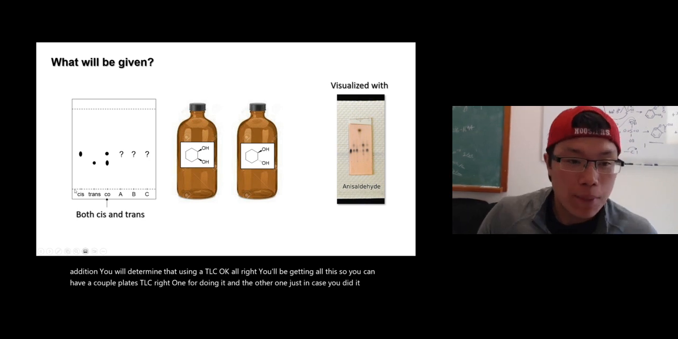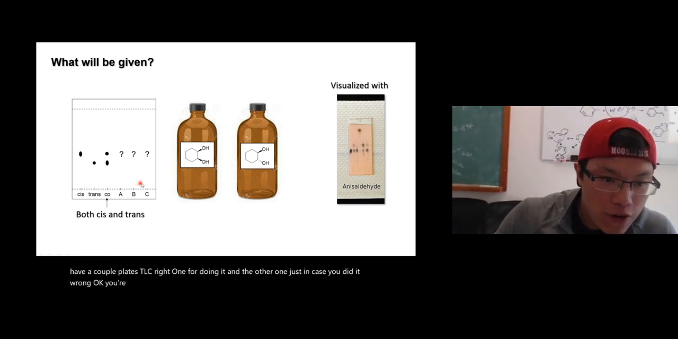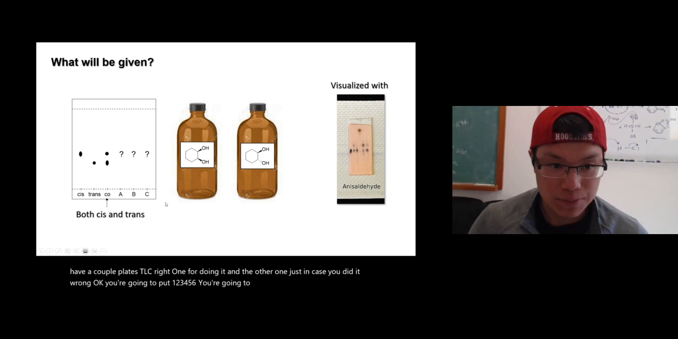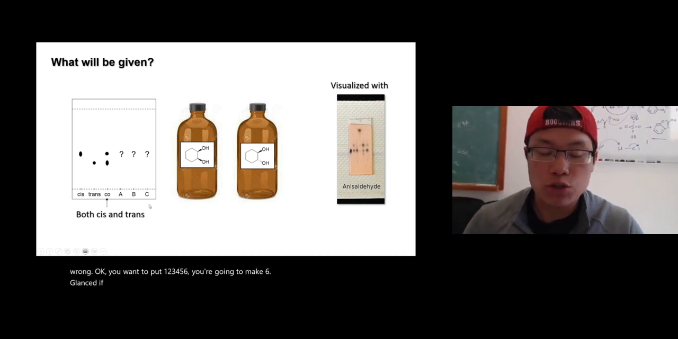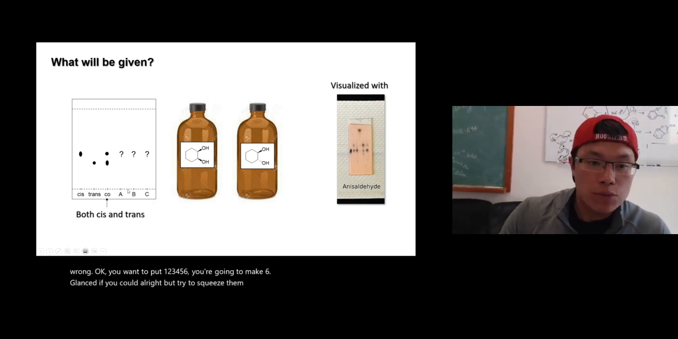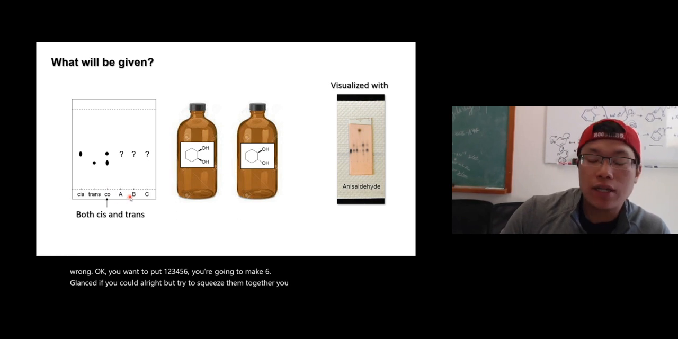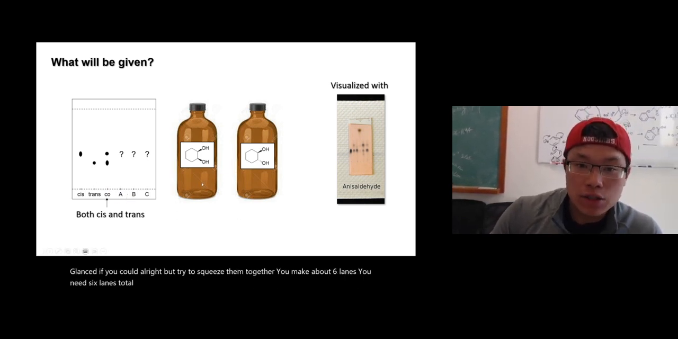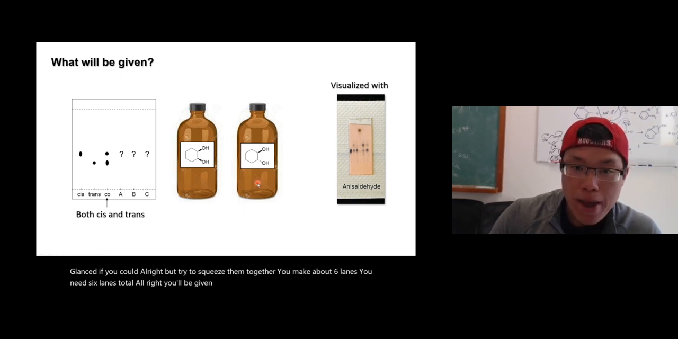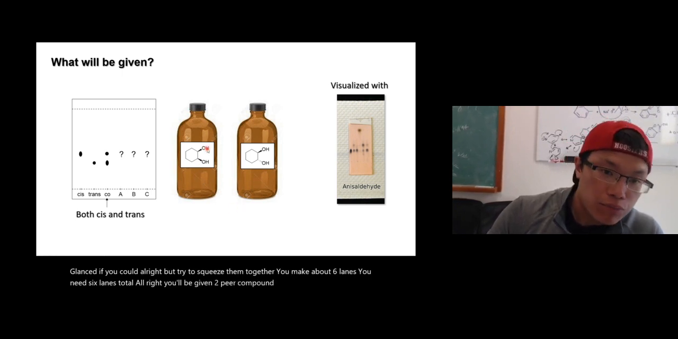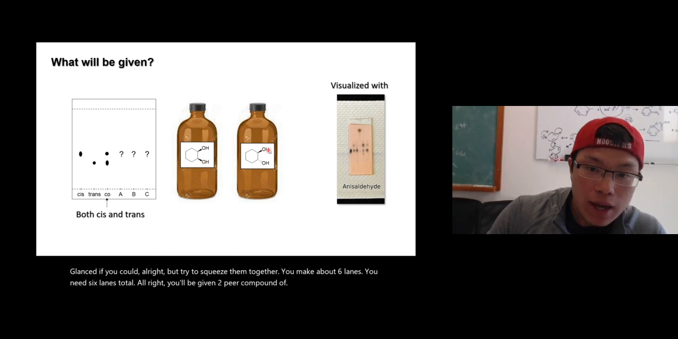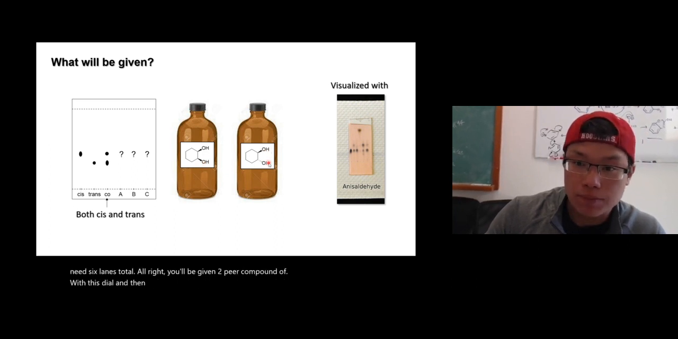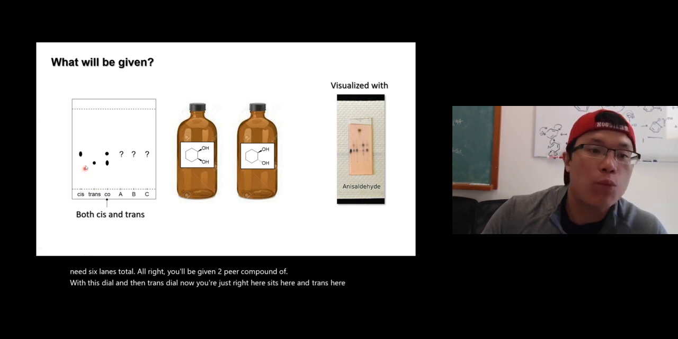Okay, you're gonna put 1, 2, 3, 4, 5, 6. You're gonna make 6 lanes, if you could, but try to squeeze them together. You need six lanes total. You'll be given 2 pure compounds, cis diol and then trans diol. Now you're gonna spot right here, cis here and trans here. Okay, so you're gonna see one spot.